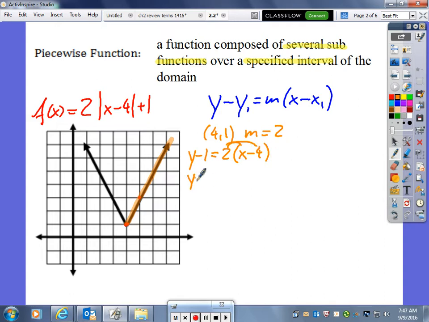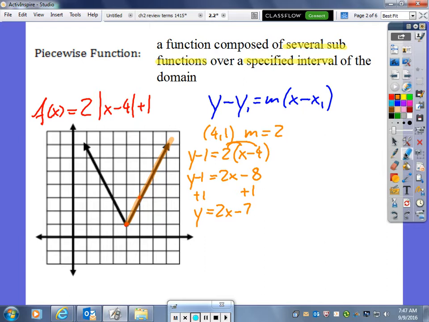Do our distribution. Y minus 1 is equal to 2x minus 8. Add 1 on both sides. Y is equal to 2x minus 7 is our equation.